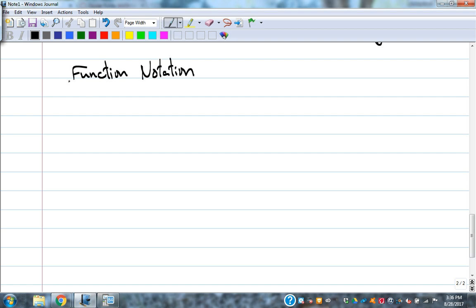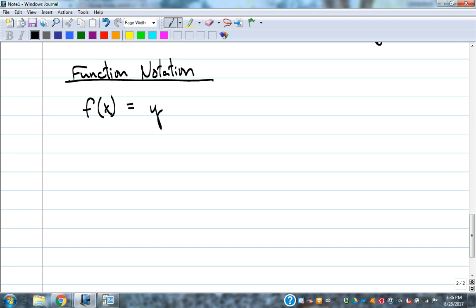Function notation. Remember that f of x is the same thing as y. g of x, h of x, k of x, whatever letter I call that function, it's the same thing. It's a more descriptive way of saying y, though, because it tells us this is the y value for a particular x value. It's the same thing as y, though.